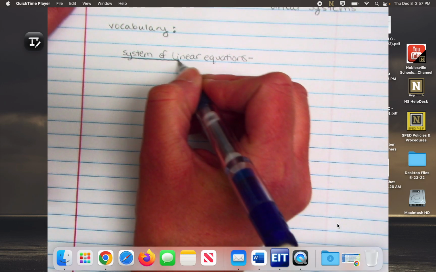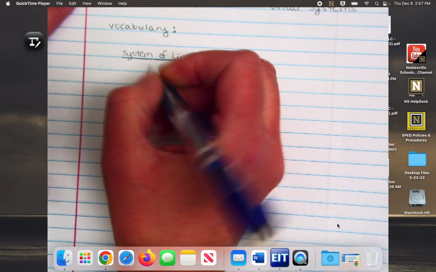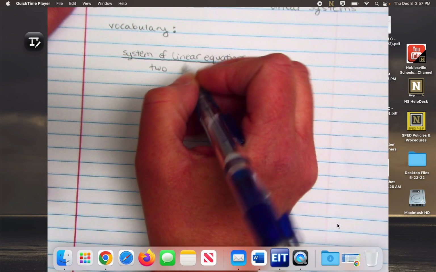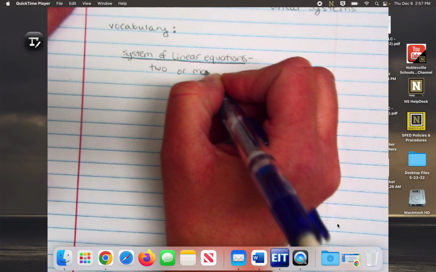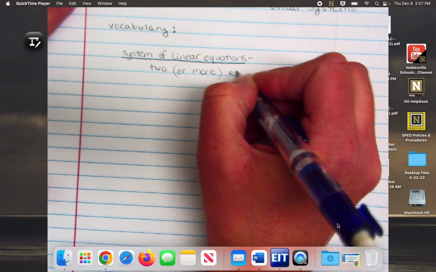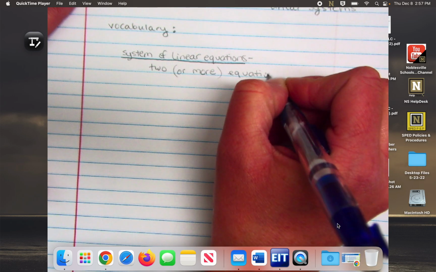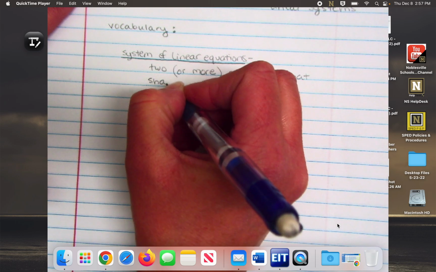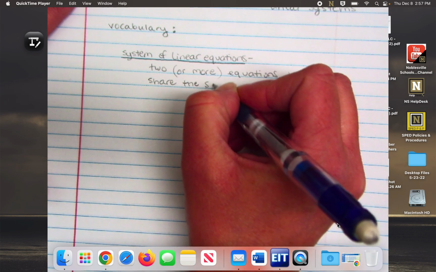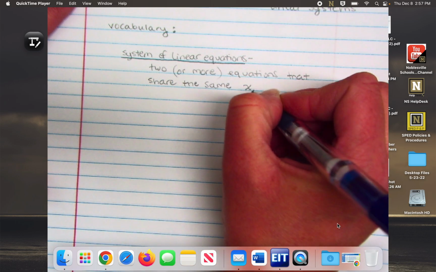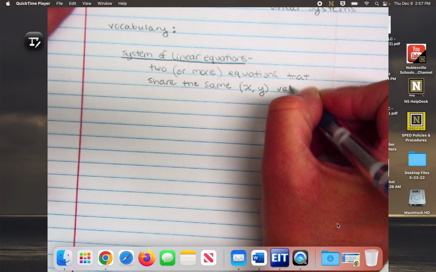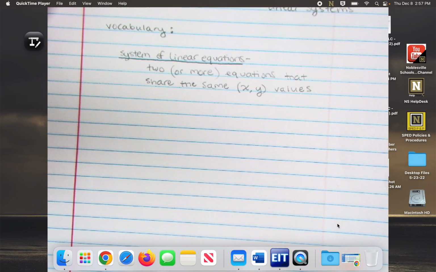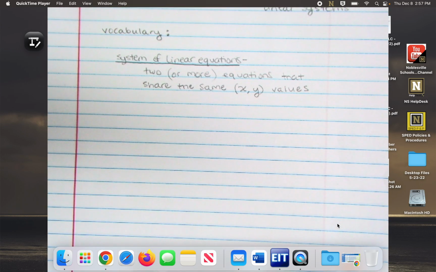System of linear equations: two or more equations that share the same x and y values. And I'm writing them as an ordered pair because, again, it's always going to come back to what is our goal. We want to find out where those lines would intersect.